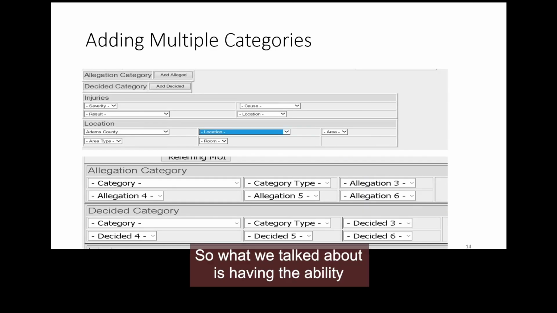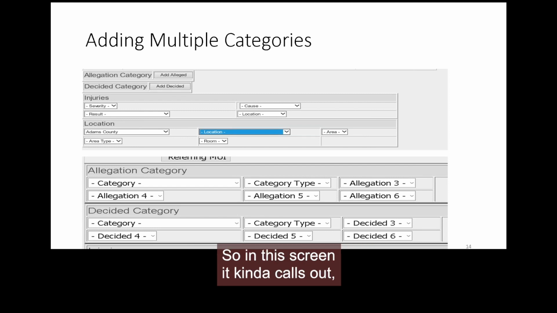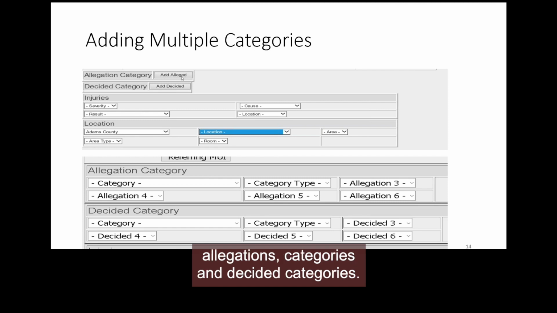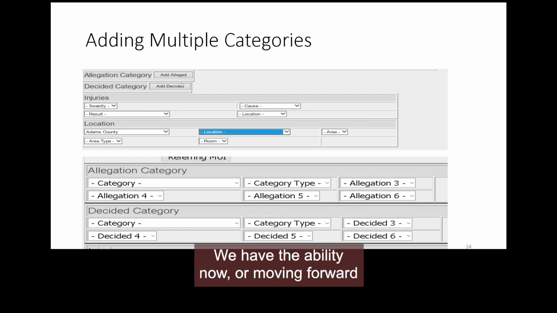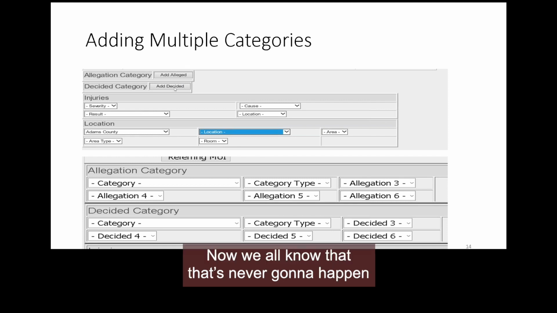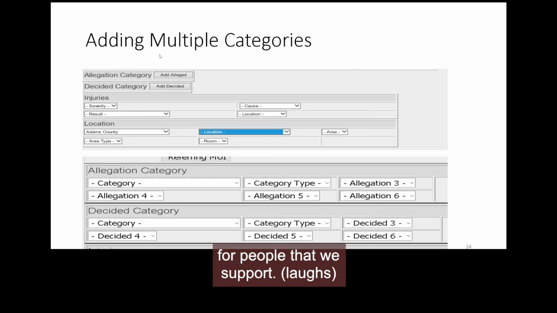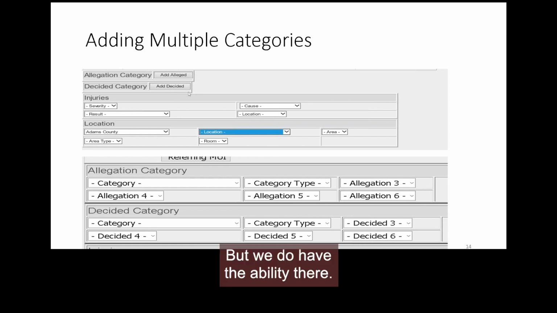So what we talked about is having the ability to add multiple categories to one MUI. In this screen, it calls out that you can see here it has the ability to add allegation categories and decided categories. We have the ability now, or moving forward we will have the ability, to have 19 different categories added. Now, we all know that's never going to happen for people that we support, because as we joke, you can't accidentally die and then die non-accidentally all in the same day. But we do have the ability there.